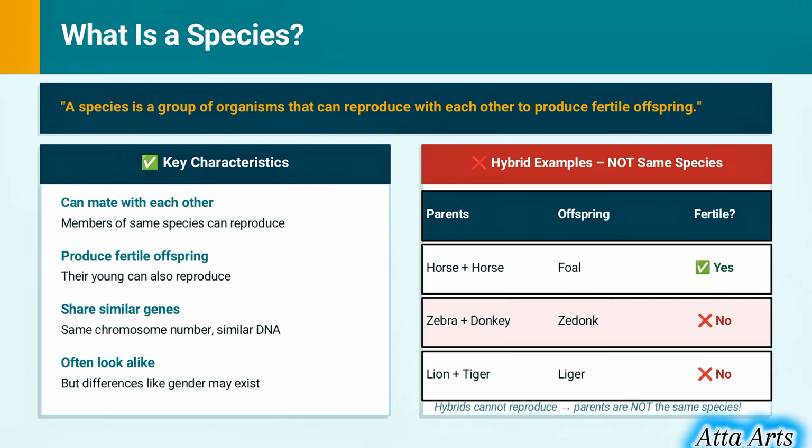Now let us look at the characteristics of a species. Members can mate with each other. They produce fertile offspring. They share similar genes, the same chromosome number, and similar DNA. They often look alike, though differences like gender or age can exist. Now here is where it gets interesting, and this is a very common exam question.